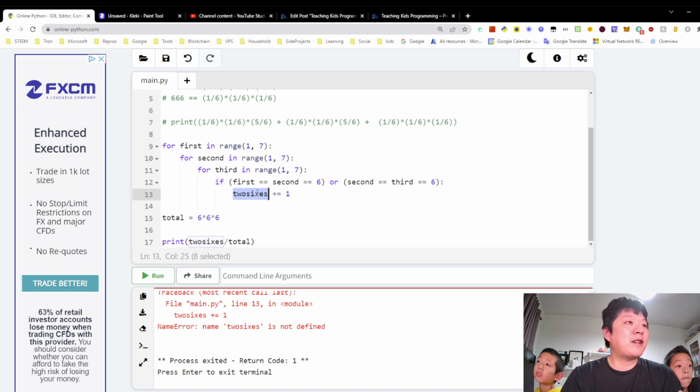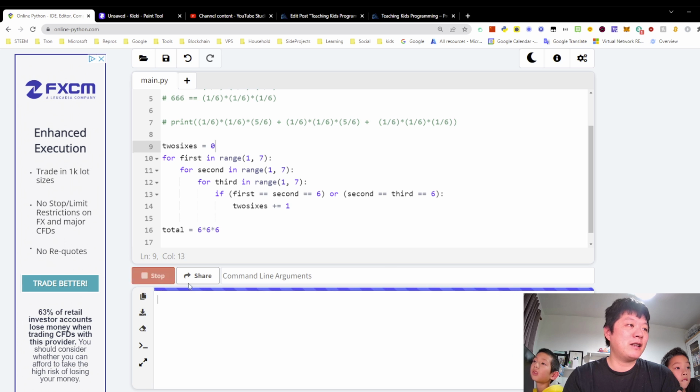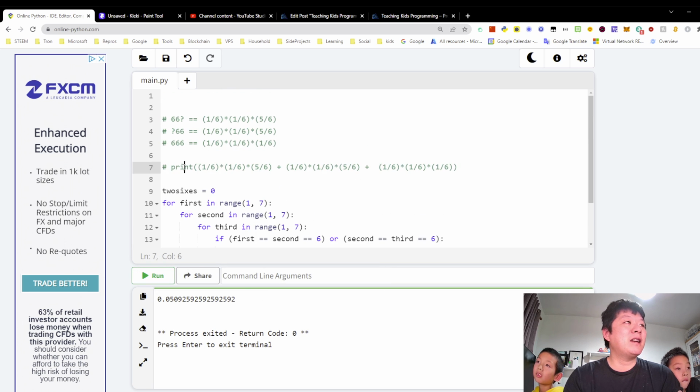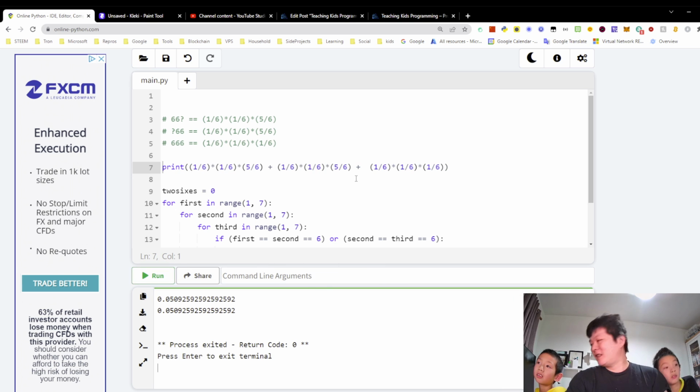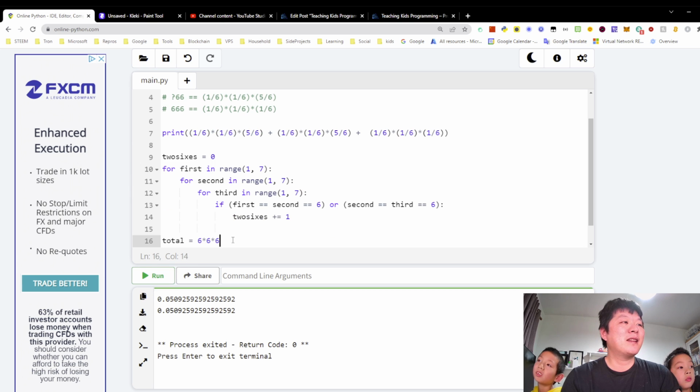2_6 is not defined. Yeah, we have to define it, because at the beginning this is 0. Am I right? Okay, so look, it's the same, yeah? Do it again. Run again. Is it the same, yeah? It's the same. Run again. Yeah, it's the same.